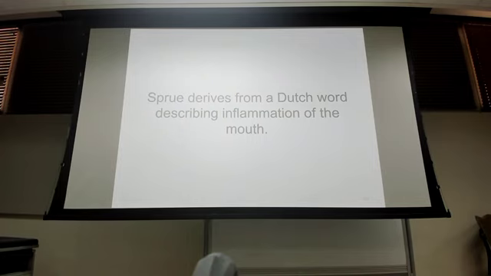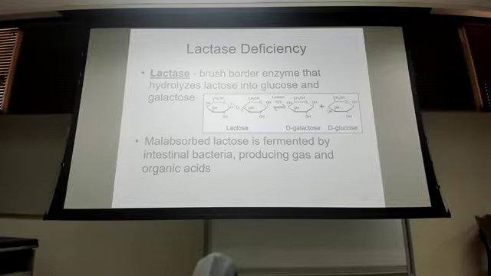Just a little trivia, sprue is a Dutch word for inflammation of the mouth. If you remember that, then you can remember some of the signs that we see with cheilitis and glossitis. Inflammation of the mouth. Okay, moving on to lactase deficiency. Lactose intolerance, lactase deficiency, same thing. You don't have lactase, so you're intolerant to lactose because you can't break it down.